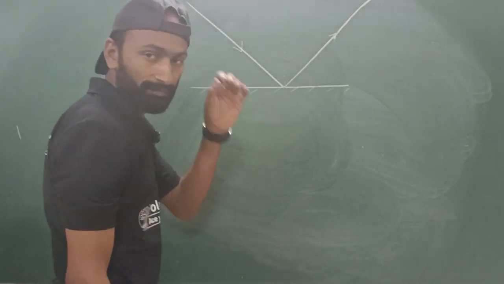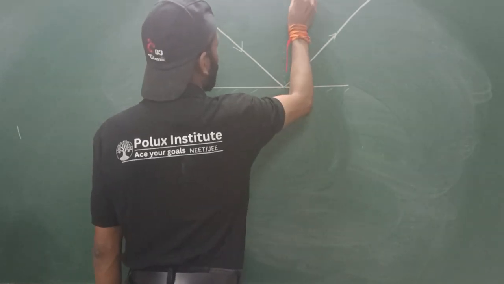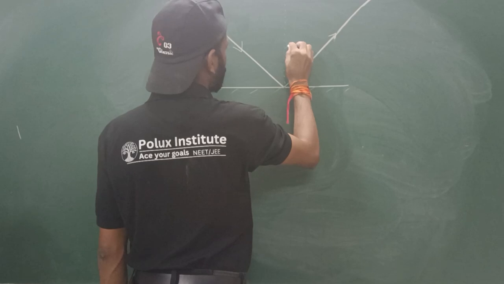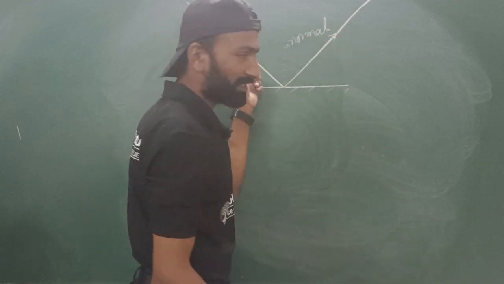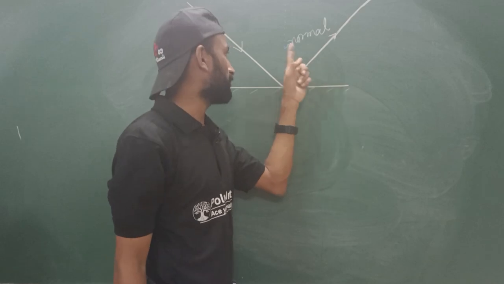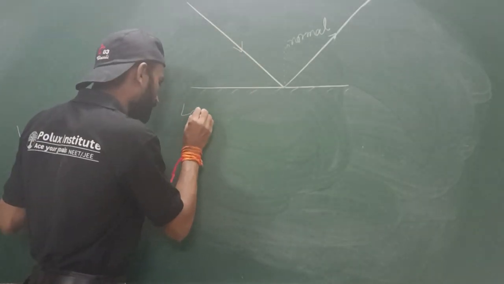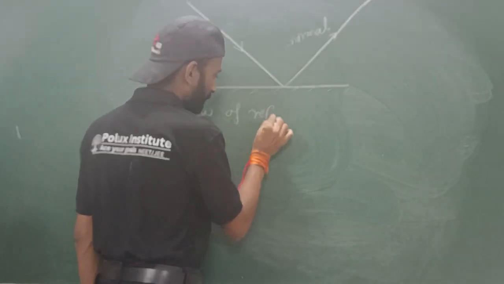And if we join this line to here, this line is called normal. This is called incident ray, this is called reflected ray, this is called normal. Now the law of reflection we need to know.